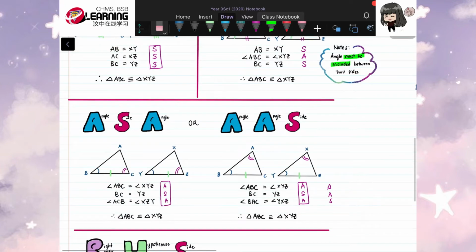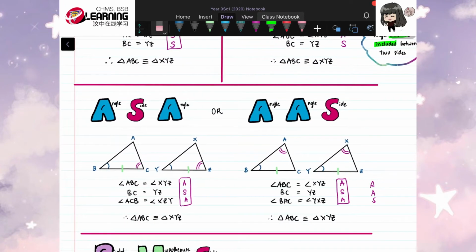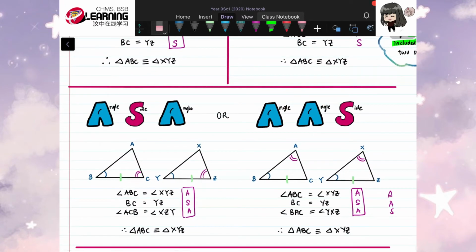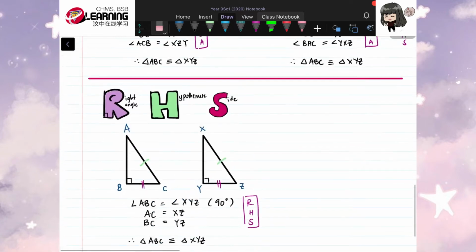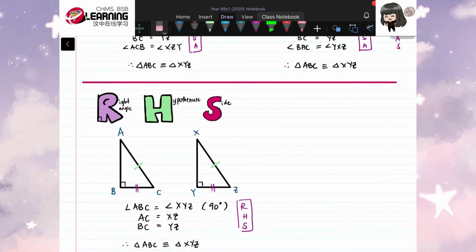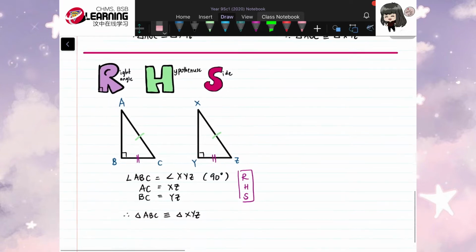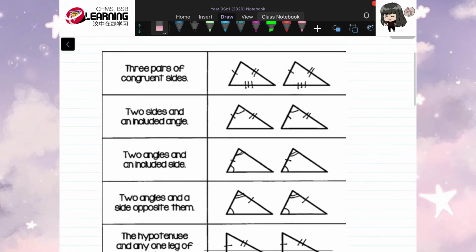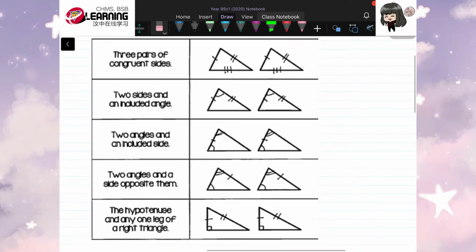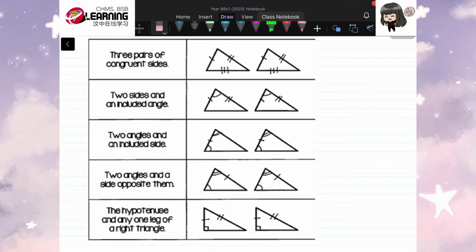Then we have ASA and AAS, where the side can be included or not included, but as long as we have 2 corresponding angles and 1 corresponding side given, we can confirm that they are congruent. The last one is right angle, hypotenuse, and side. If we are given these 3 items, then we can conclude that they are congruent. Let's recap one more time. You must remember all 5 of them.